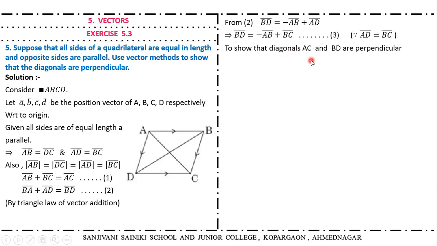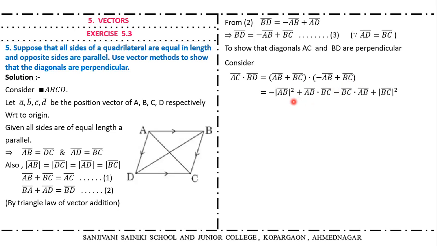Now to show that diagonals AC and BD are perpendicular, consider the dot product of AC bar and BD bar. What is AC bar? From equation 1, AC bar is AB bar plus BC bar, and BD bar is minus AB bar plus BC bar. After taking the dot product of these two brackets, we get minus modulus of AB square plus AB bar dot BC bar minus BC bar dot AB bar plus modulus of BC bar square.